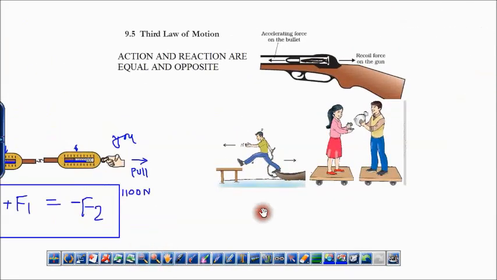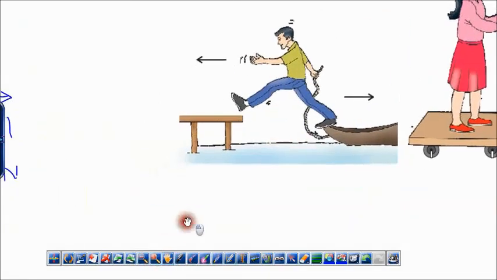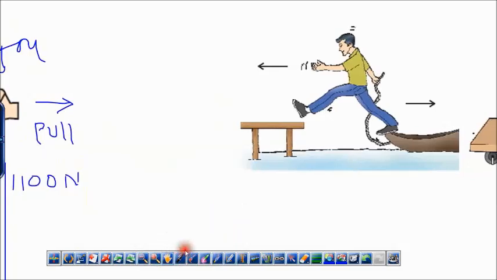इमेजिन द सिनेरियो ऑफ यू जंपिंग आउट फ्रॉम अ बोट. एक बोट से जब तुम जंप मारते हो डेक पे तो बोट पीछे जाती है और तुम आगे. यू आर गोइंग इन फ्रंट बिकॉज यू अप्लाइड 100 न्यूटन फोर्स, बट द बोट गोज बैक बिकॉज सेम फोर्स इज अप्लाइड ऑन द बोट ऑल्सो बिकॉज ऑफ योर लेग. दिस इज एक्शन एंड बोट गोइंग बैक इज रिएक्शन.